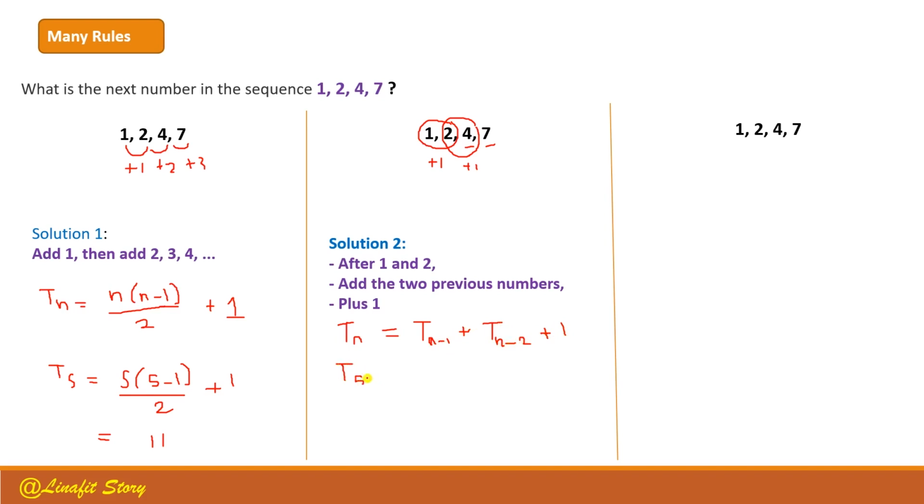So, to get the fifth term is equal to T4 plus T3 plus 1. The fourth term is 7. The third term is 4, plus 1 is equal to 12.